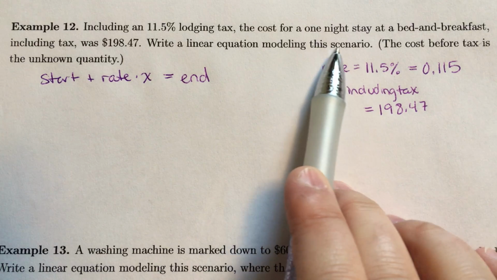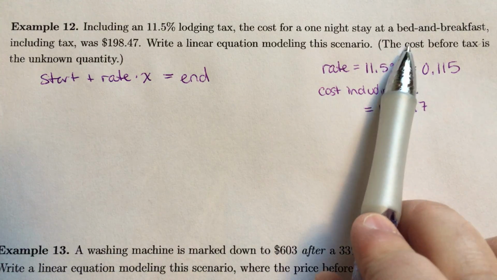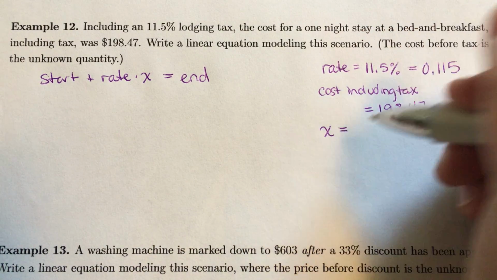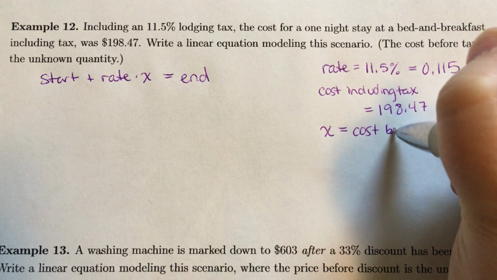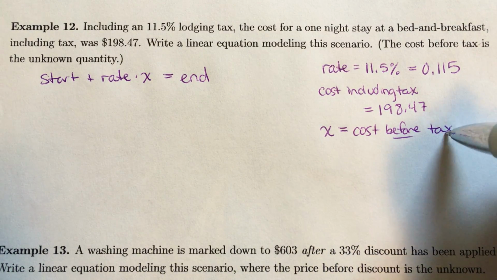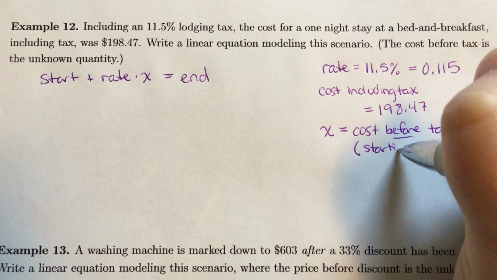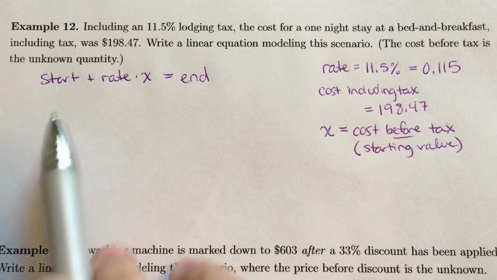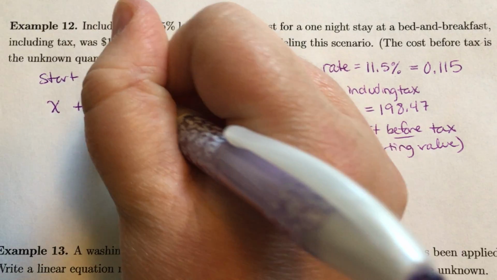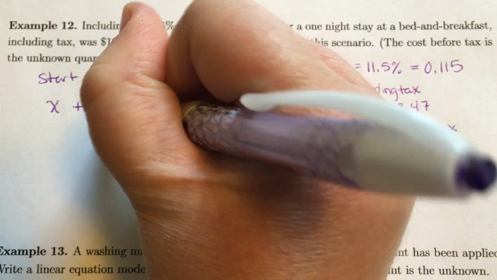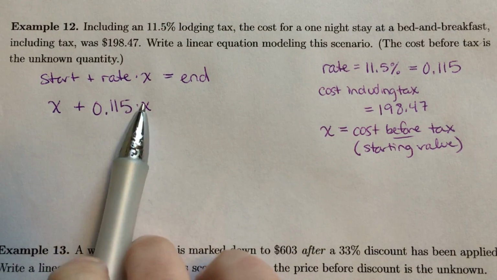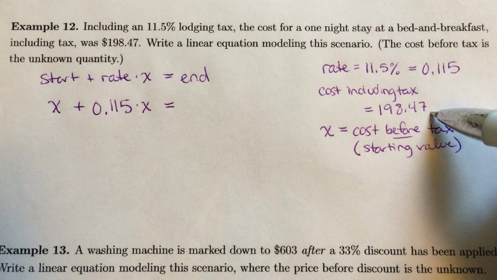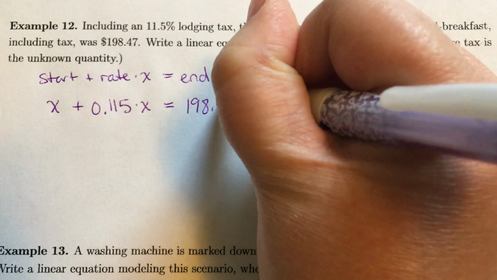So it says write a linear equation modeling the scenario. So we're going to use this kind of model. And then it says the cost before tax is the unknown. So they're giving us a big hint there, which is x is the cost before tax. In other words, that's our starting value. So it's very similar to the last one, where instead of start, I'm going to put an x. Instead of rate, we're going to put the percentage written as a decimal. But then we have this second x. So it's a little different because there's two different x's there. And then the end amount is what we're given, $198.47.